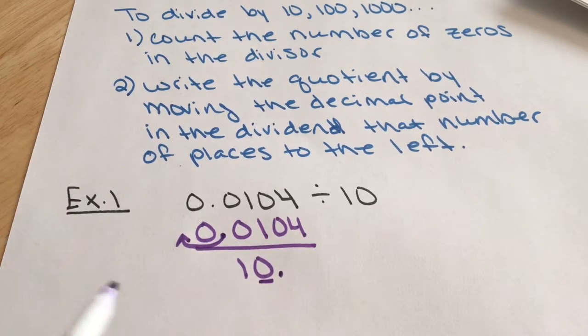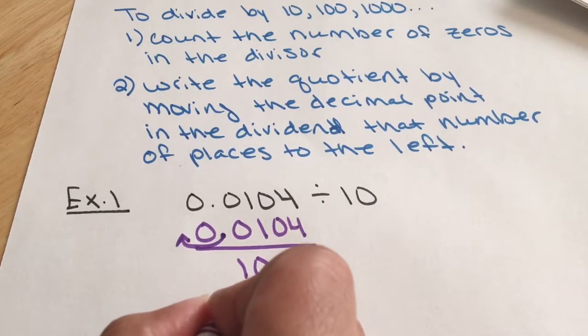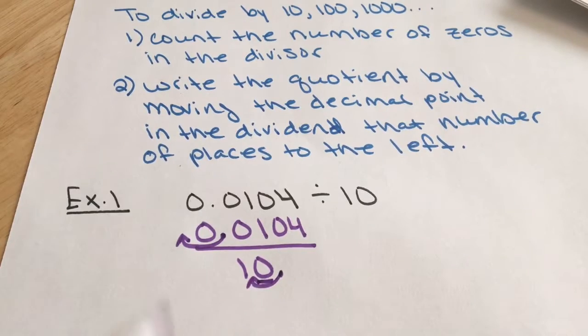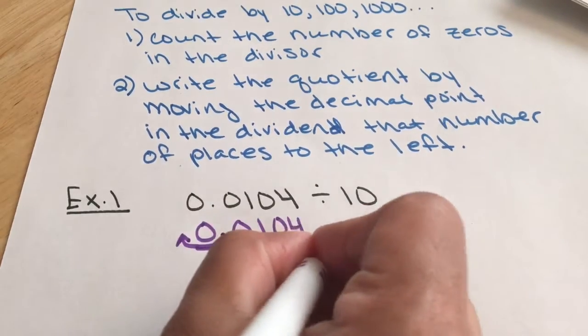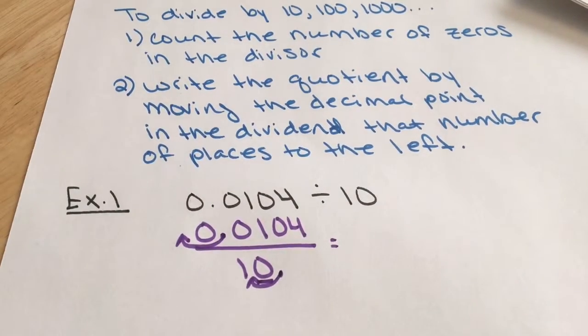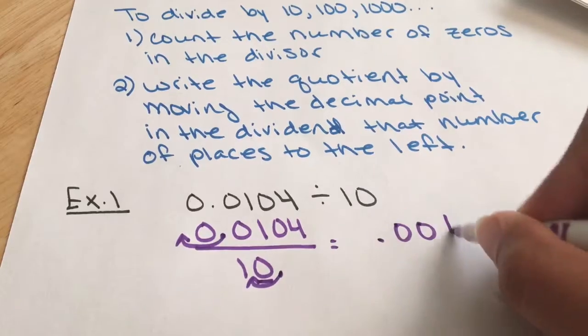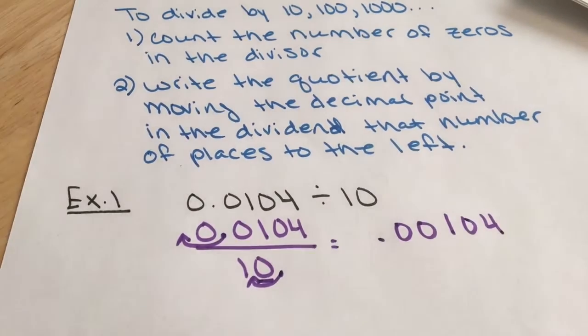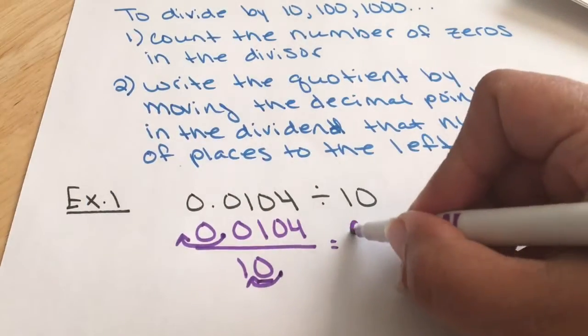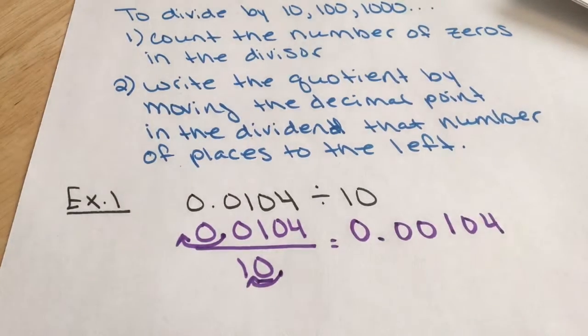We'll see this more when we get into fractions. And I'm going to move it over 1 place to make it a 1, which is why I move it over 1 place in my numerator. So once we do that, we have 0.00104 as our answer. Again, we always like to have that leading 0.